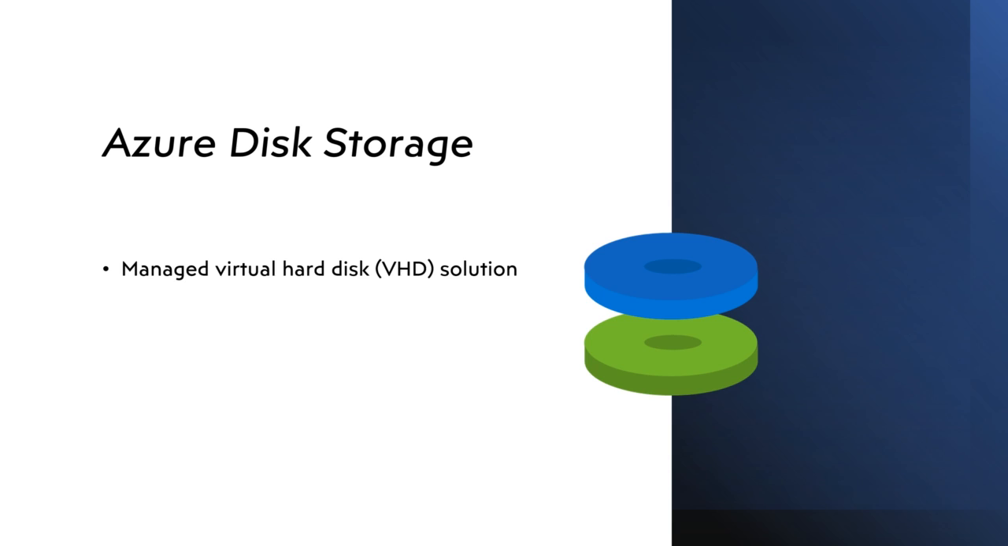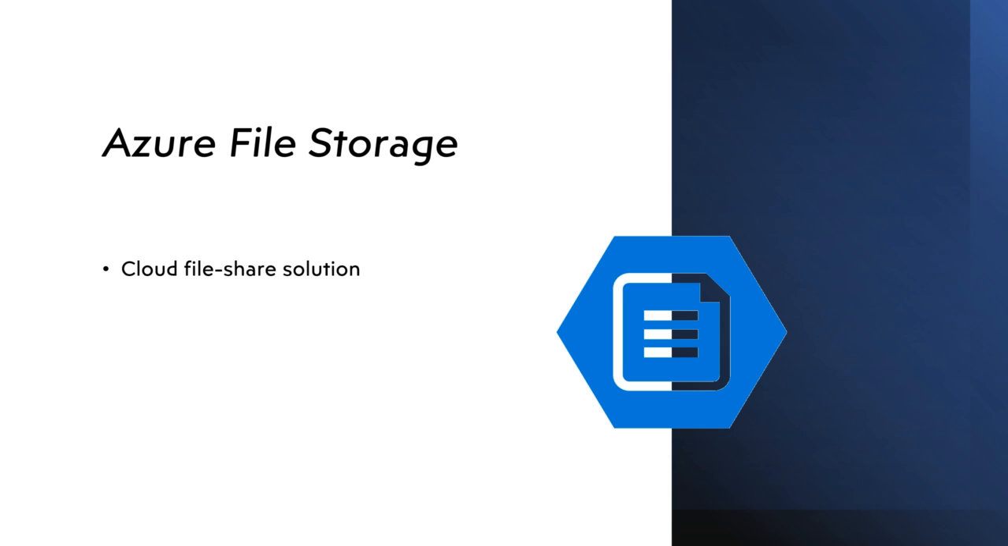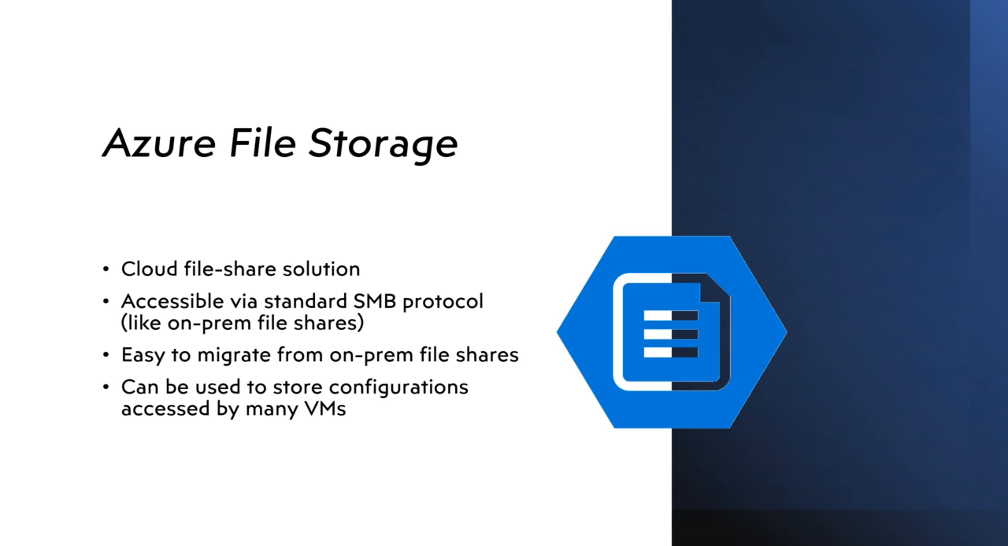The next storage category is disk storage, which is Azure Managed Virtual Machine Hard Disks, or VHDs. Azure Disk Storage is managed in the sense that the user doesn't have to worry about the underlying storage technology, and simply needs to provision the disk. Azure storage disks are durable and highly available, as well as easily scalable if required. The final type of storage you need to know for the AZ-900 is file storage, or Azure Files.